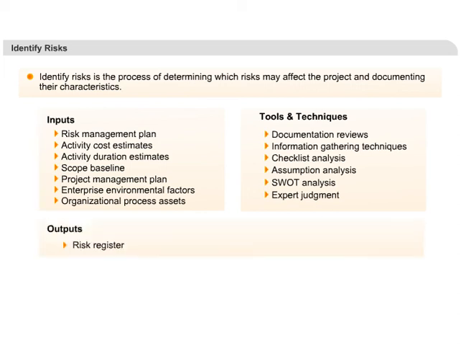The output of the risk identification process is the risk register, which is the list of identified risks. Sometimes potential threats are listed in the risk register, and they are monitored to check if they are actually becoming a project risk or not.